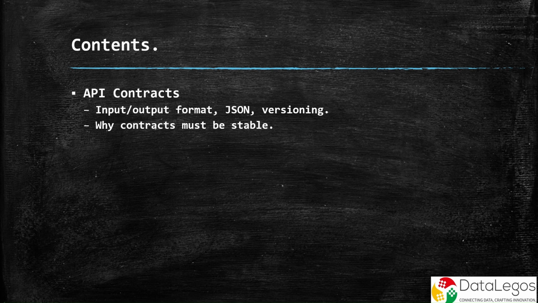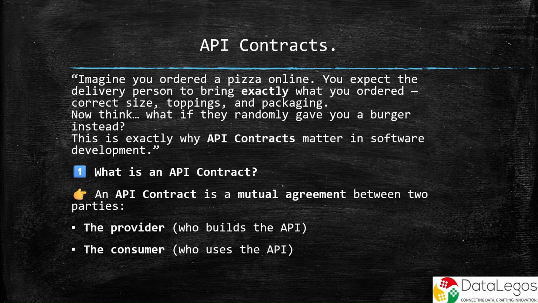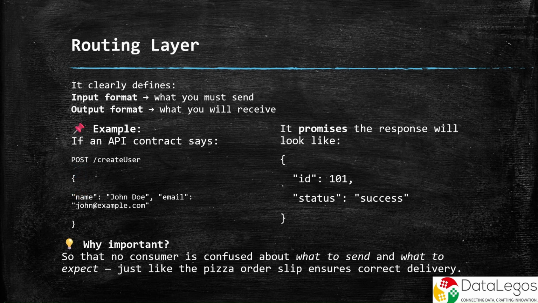An API contract is simply a mutual agreement. On one side is the provider who creates the API. On the other side is the consumer who uses it. The contract ensures that both sides understand what information will be sent and what response will come back. It removes guesswork, prevents confusion, and guarantees a consistent interaction every single time.